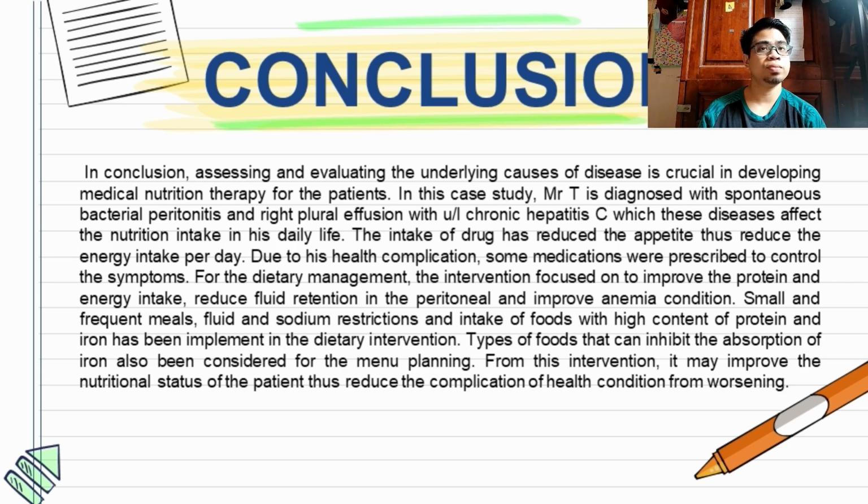For the dietary management, the intervention focused on improving the protein and energy intake, reducing fluid retention in the peritoneal cavity, and improving the anemia condition. Small and frequent meals, fluid and sodium restrictions, and intake of foods with high content of protein and iron have been implemented in this dietary intervention. Types of food that can inhibit the absorption of iron have also been considered for the menu planning. This intervention may improve the nutritional status of the patient, thus preventing his health complications from worsening.